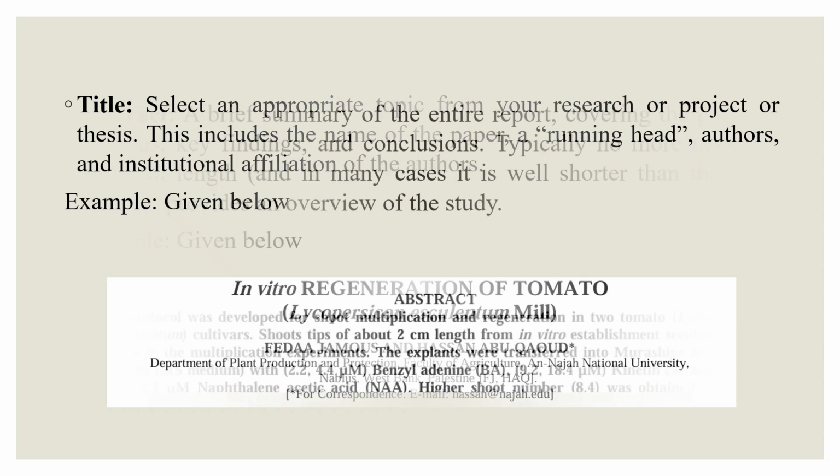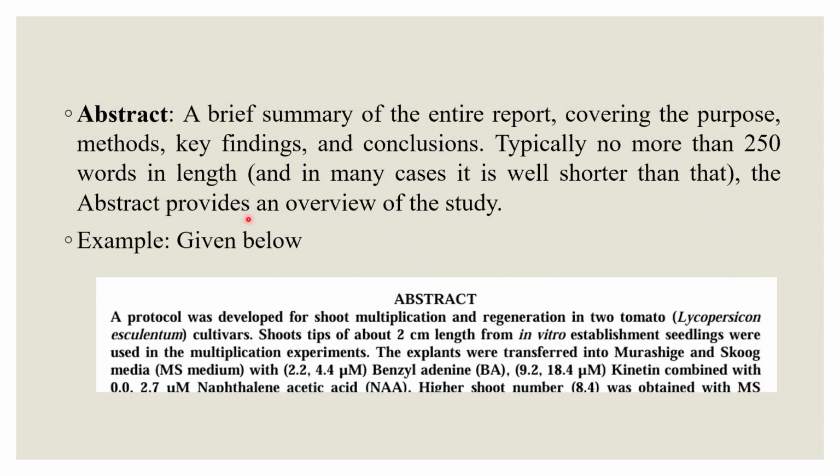Next comes the abstract, which will give you a brief summary of your overall research, covering the purpose, methods, findings, and the conclusion, which should not be more than 250 words. So this is an example of one of the papers where the abstract is written.